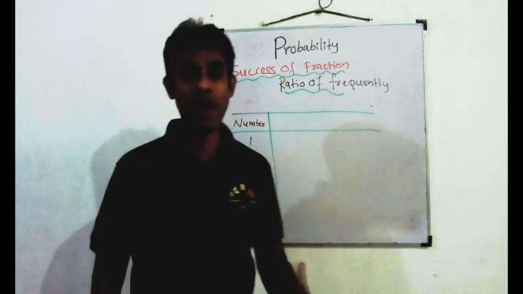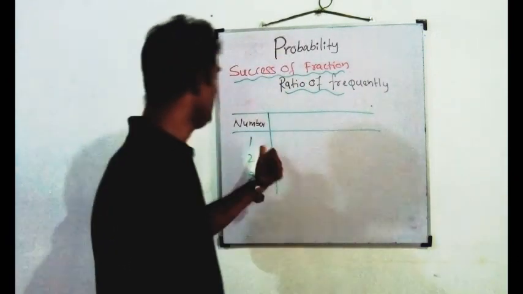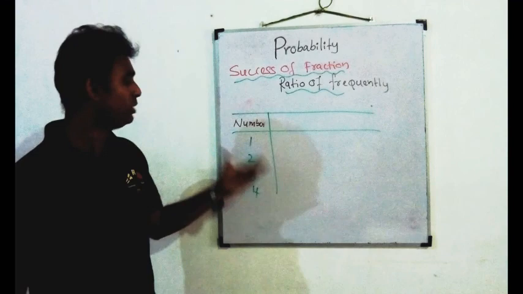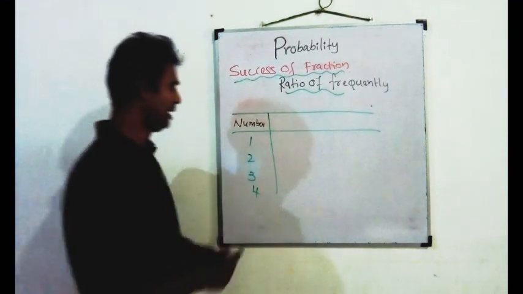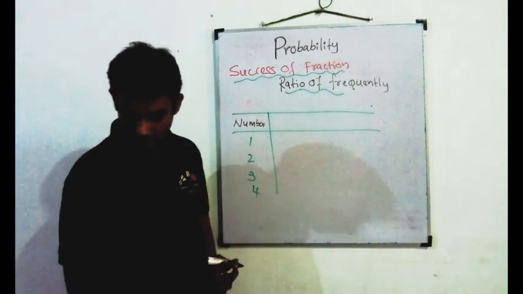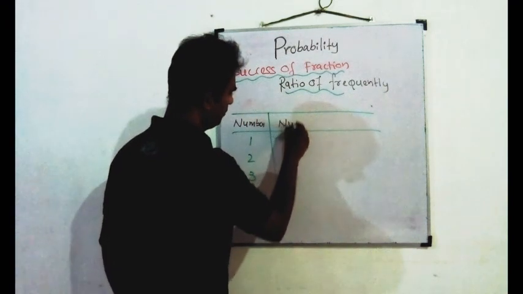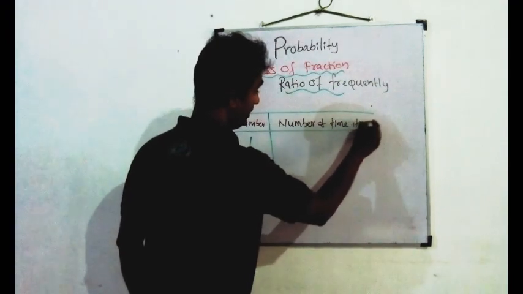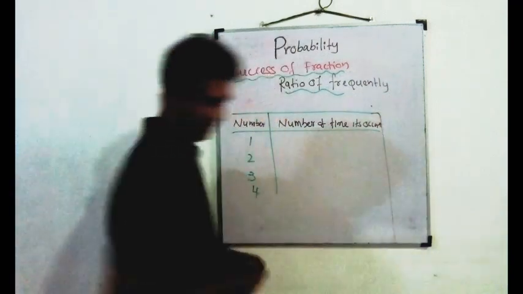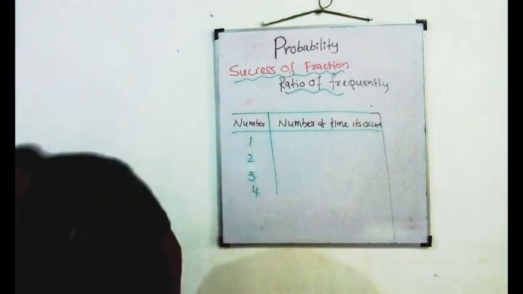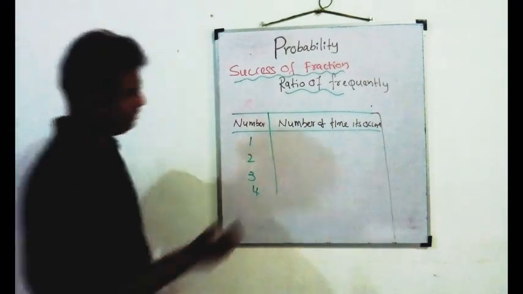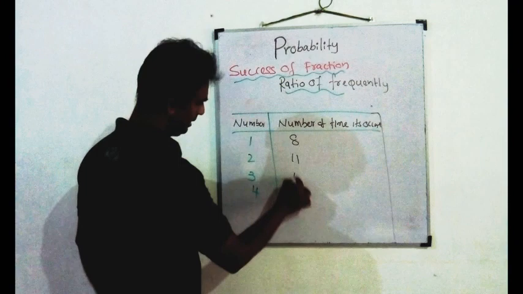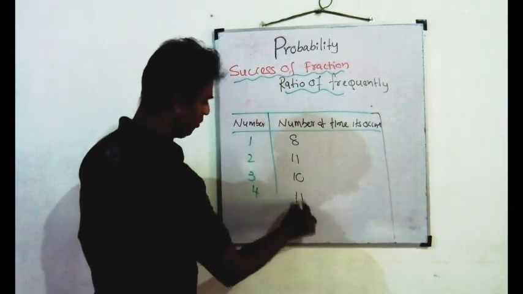He marks what he gets. How many times did number 1 fall in these 40 times? How many times did number 2 fall in these 40 times? How many times did number 3 fall in the 40 times? Right? Then I will write here the number of times it occurred. According to the experiment, 1 occurred 8 times, 2 occurred 11 times, 3 occurred 10 times, right? Next, 4 occurred 11 times.